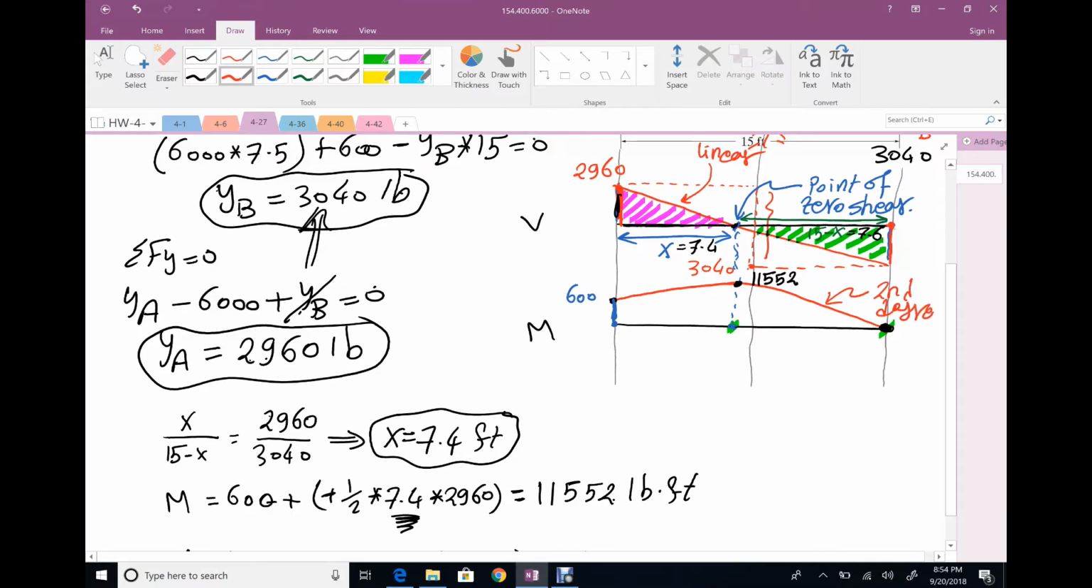Why? Remember, your moment is the integration of your shear. Your shear is a linear relationship. That means your moment is a parabola of second degree. Positive, and you can make some from here and here.